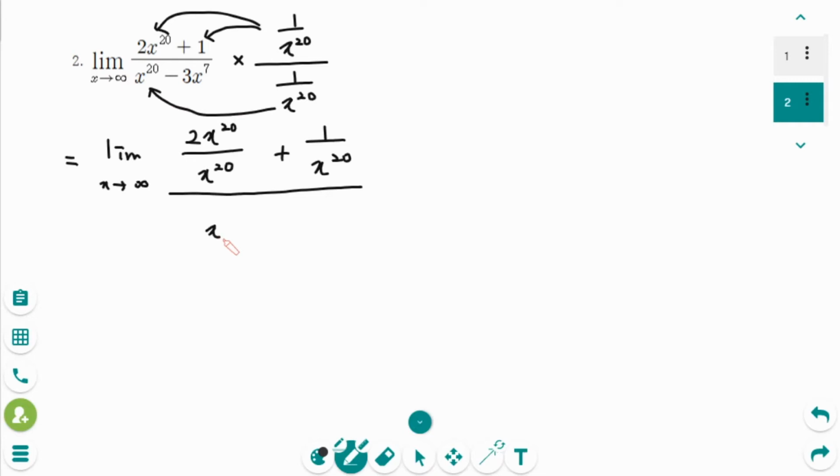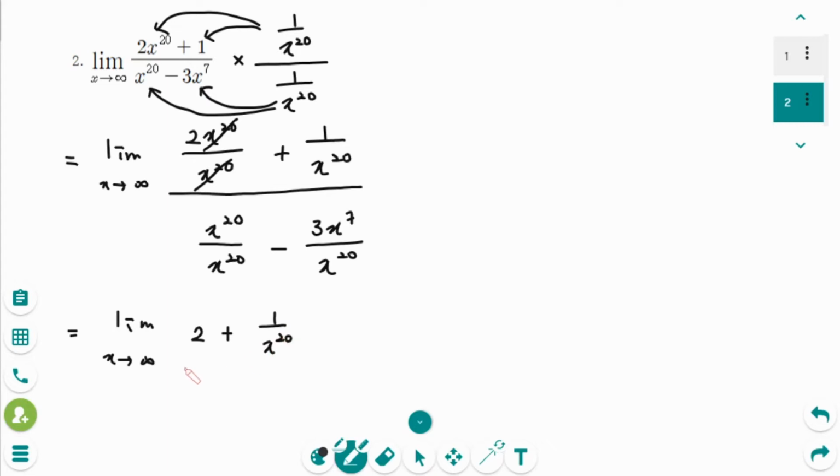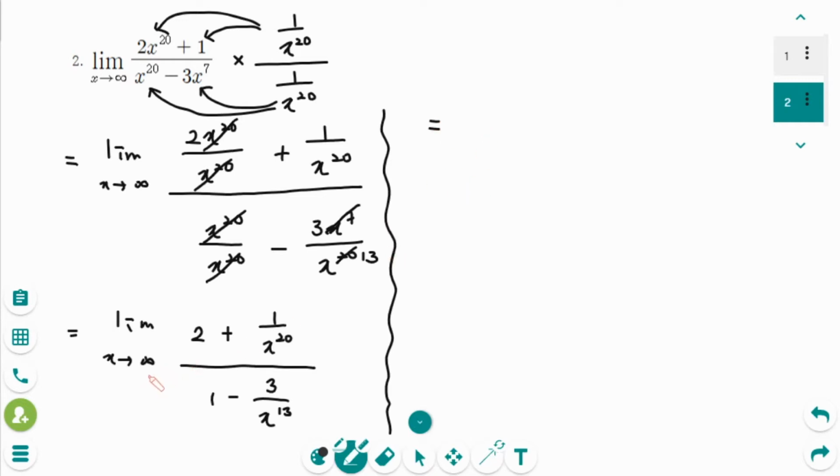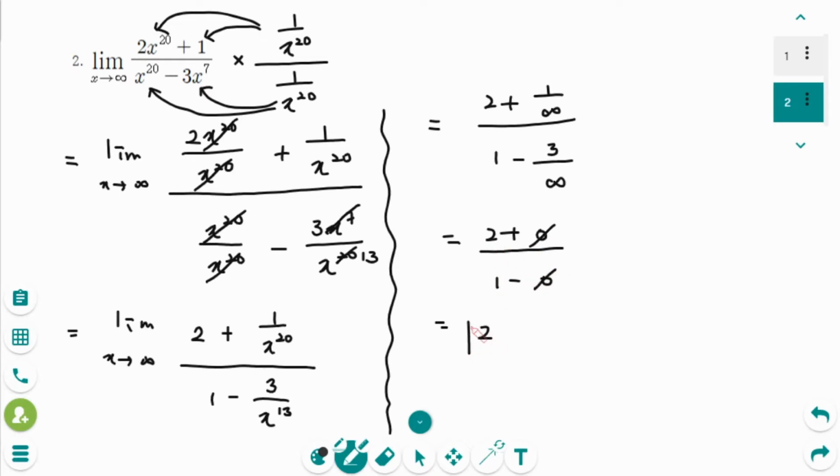How about denominator? And then simplify. This makes 2 plus over, this makes 1 minus, this is 7, 13 is left over. And then next step is infinity into x over 1 minus 3 over infinity. And then 2 plus 0 over 1 minus 0. We don't need the 0 like this. So 2 over 1, which is 2. That is answer.